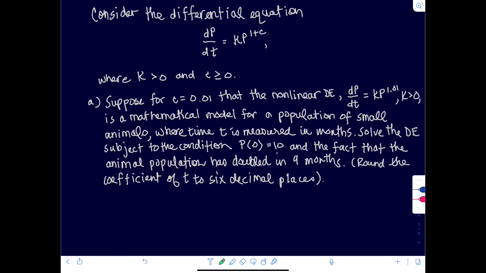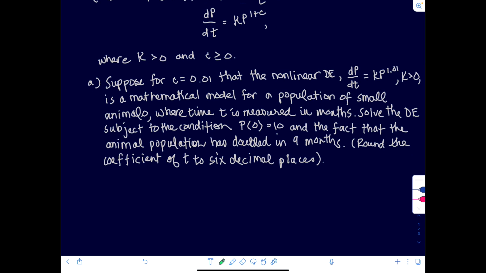So suppose for c equal to 0.01 that the nonlinear differential equation dP/dt equals k times P to the 1.01, that's just plugging in c to the equation given above and adding 1. K is greater than 0. It's a math model for a population of small animals where time t is measured in months. We're going to solve the differential equation subject to the condition that P at 0 is 10 and the fact that the animal population has doubled in 9 months. And we'll be rounding the coefficient of t to 6 decimal places.